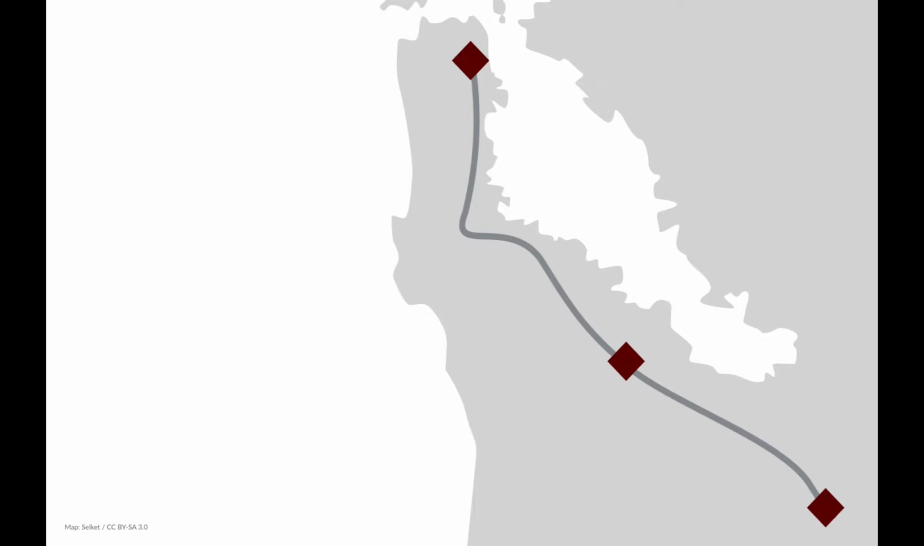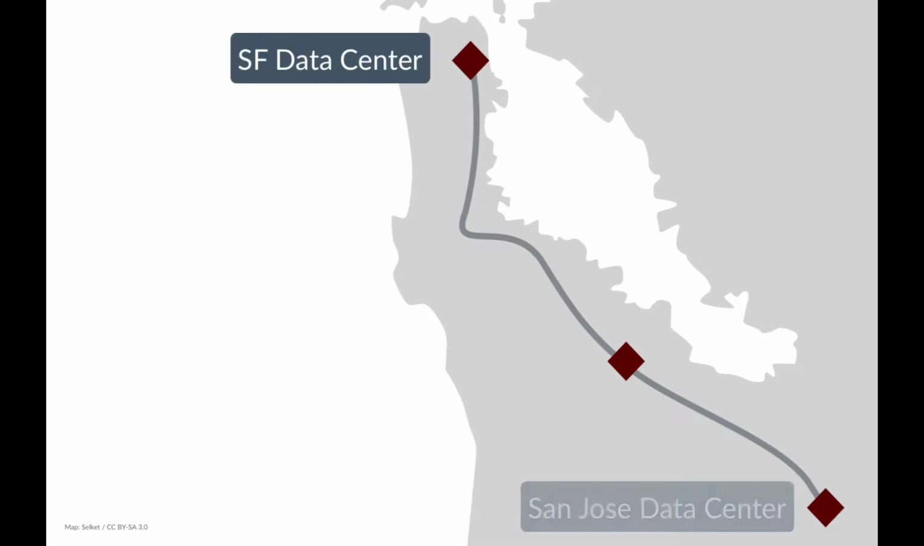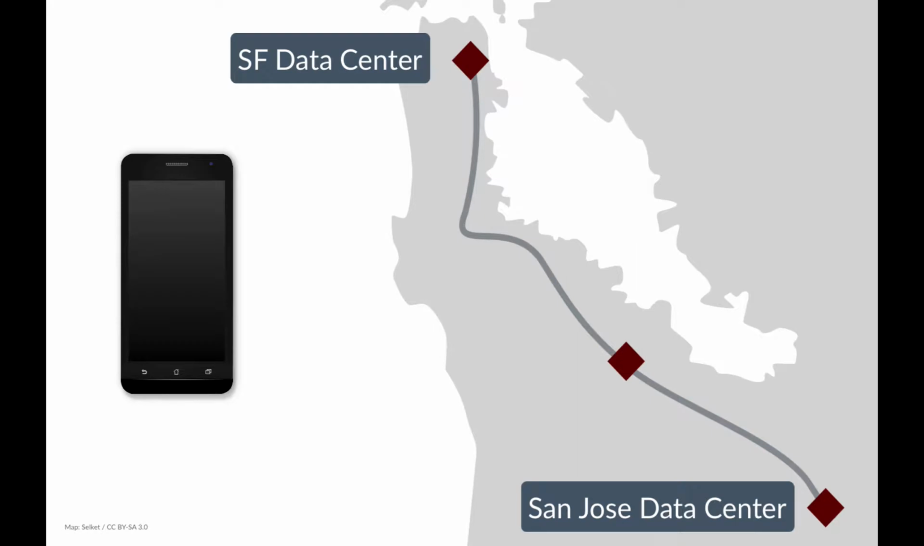So, let's say you have two data centers. One data center is in San Francisco, and one is in San Jose. For those not familiar with this part of the US, these two cities are about 80 kilometers apart. Users on your mobile shopping app are routed to the data center with the lowest latency.